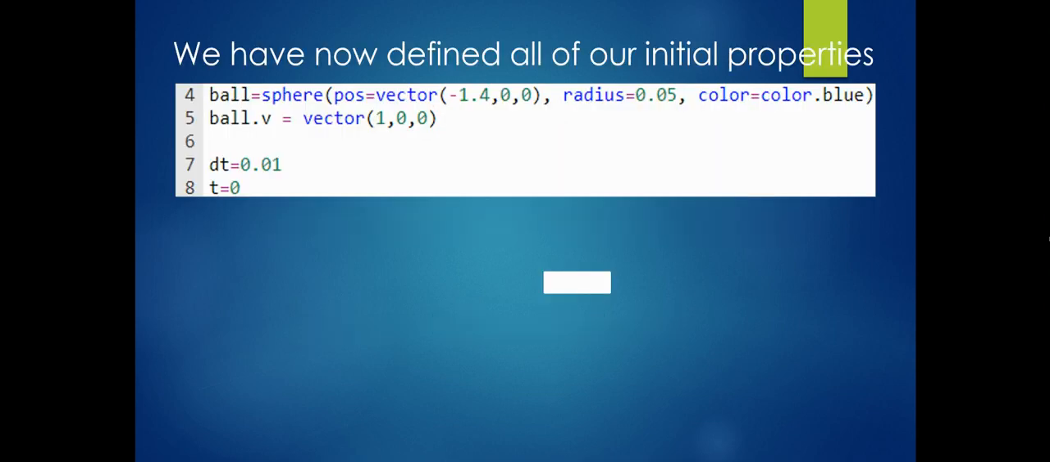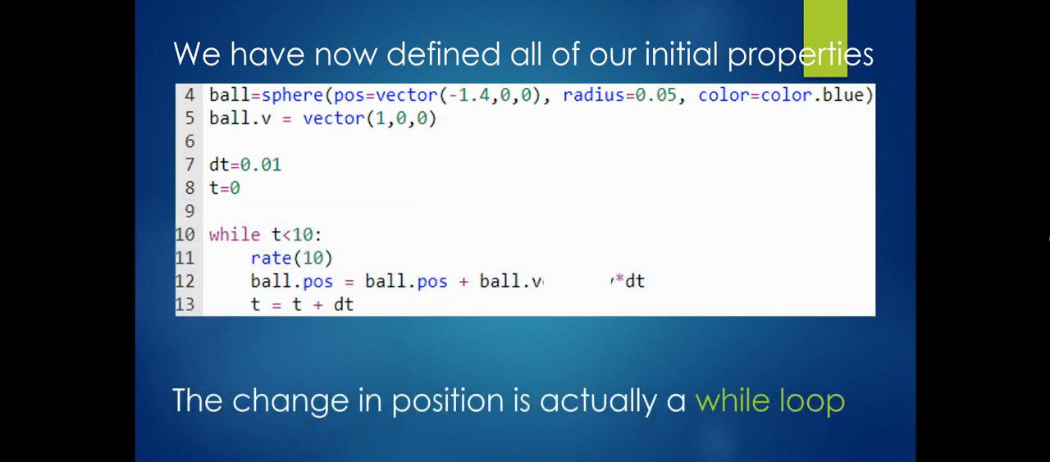All right. So what this looks like then, this is what we have right now, right? We have now defined all of our initial properties. We have a ball, which is a sphere that's blue, and we have a velocity assigned to our ball, and we've updated our time. So now we're going to add a loop that changes the position of the ball.